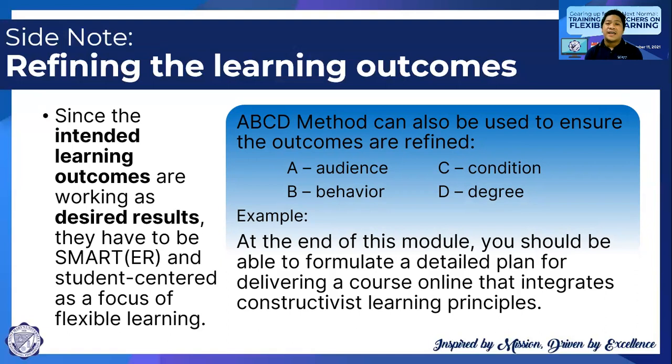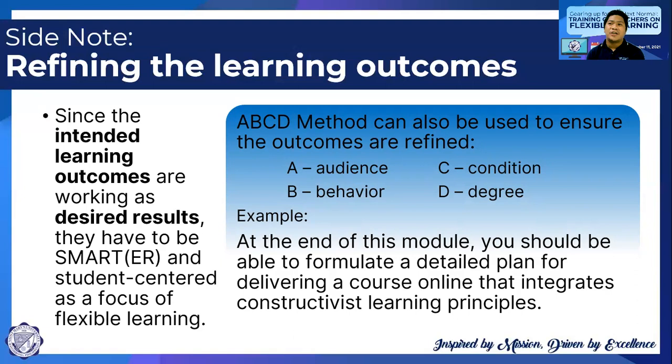Now the degree is working as a degree of proficiency or a criteria of success. Now the detailed plan is a success if it achieves the degree or the criteria, which is it integrates constructivist learning principles. It is not as simple as a detailed plan, but it must be integrating constructivist learning principles. So that is the use of the ABCD method in refining our learning outcomes.